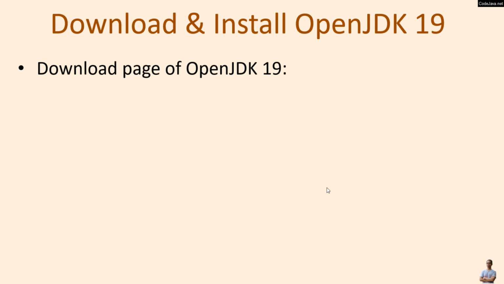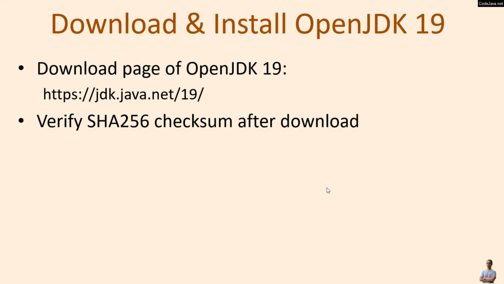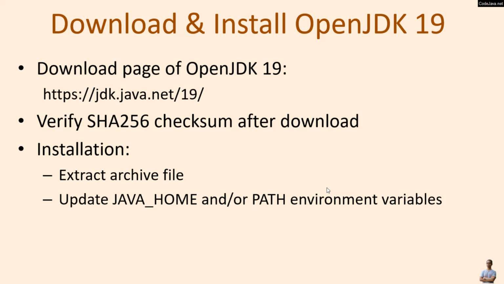To download and install OpenJDK 19, firstly, you need to download the binary distribution of OpenJDK 19 at the URL jdk.java.net/19, and then you need to verify the SHA-256 checksum after download, and then you need to extract the archive file and update the Java home and the path environment variables.